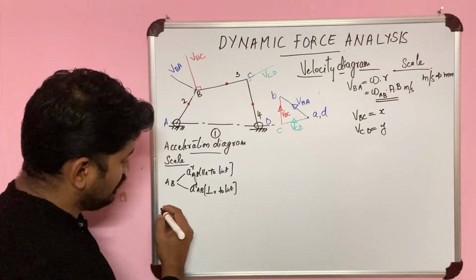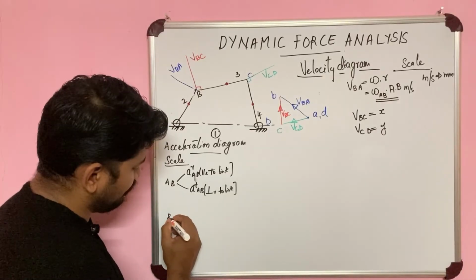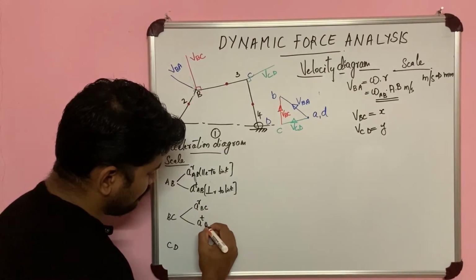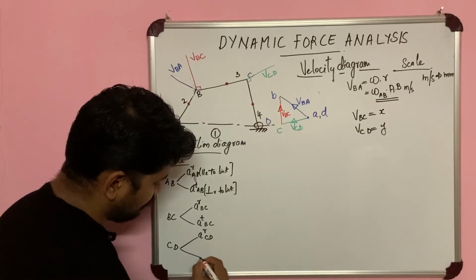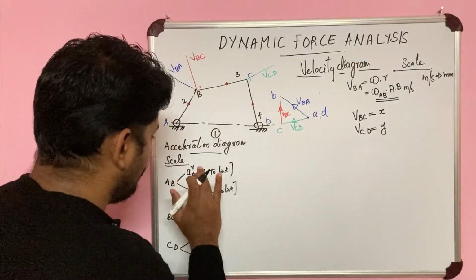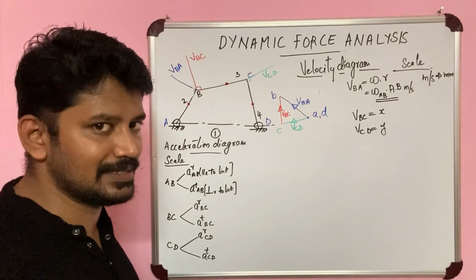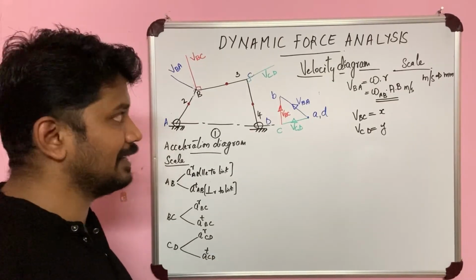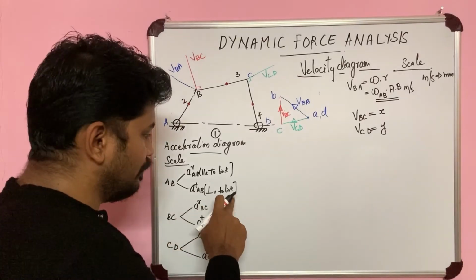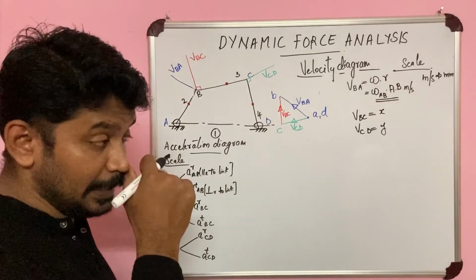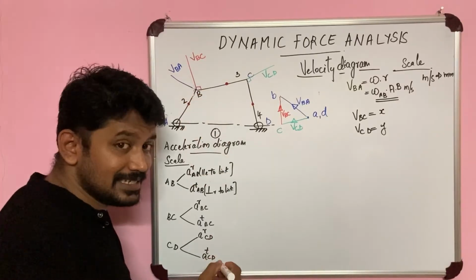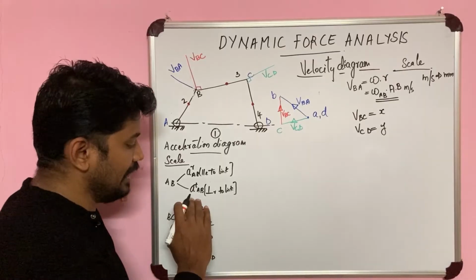Now similarly, I have for BC and CD. BC has ARBC and ATBC. Here also I have ARCD and ATCD. Now the only thing that you have to take care of over here is this: if it is given at the start of the question that the crank, or any one link, is rotating at uniform velocity or at constant speed, then your tangential component will become 0. If it is given that alpha is 0 or it is rotating at a constant velocity or constant speed, then your AT will be 0.